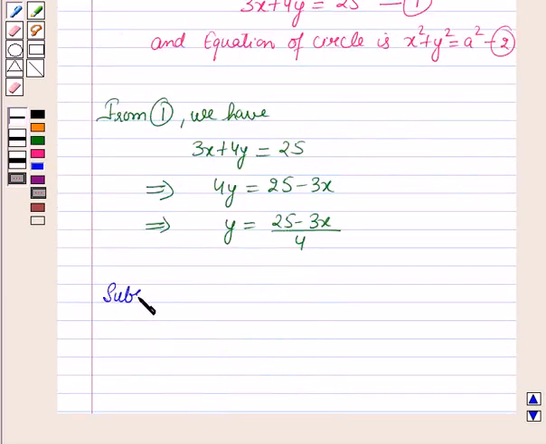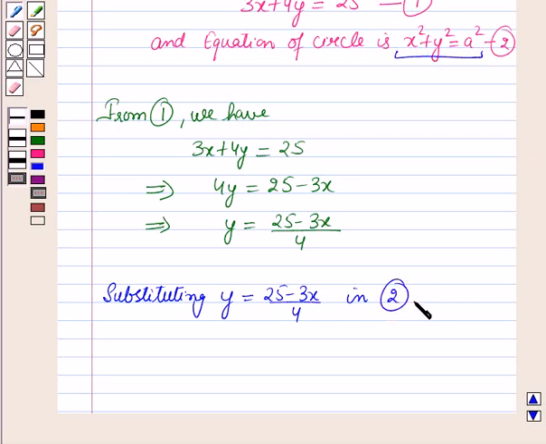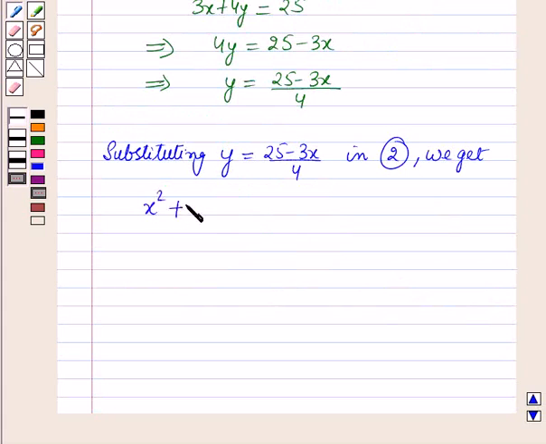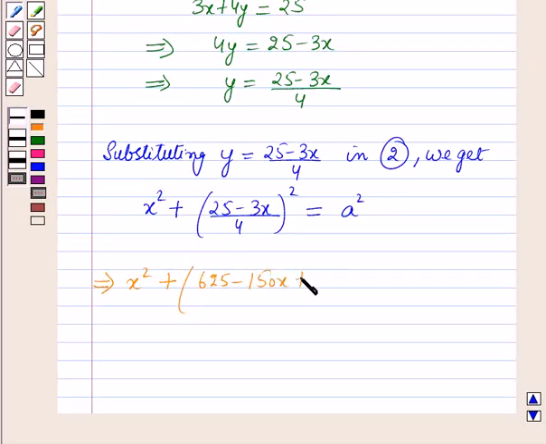Now substituting y = (25 − 3x)/4 in equation number 2, which is this equation, we get x² + ((25 − 3x)/4)² = a², which further implies x² + (625 − 150x + 9x²)/16 = a².